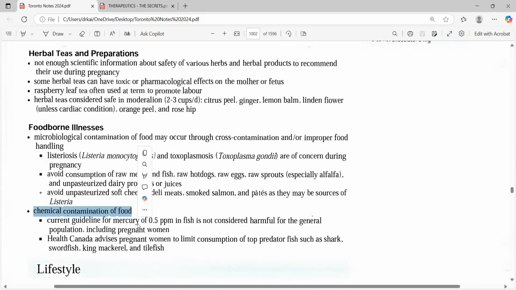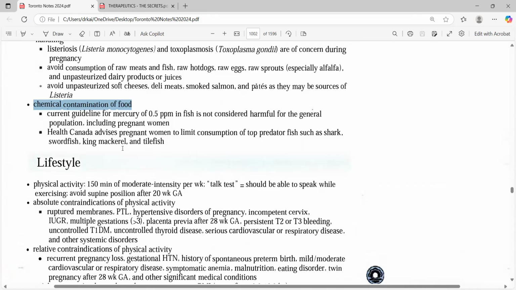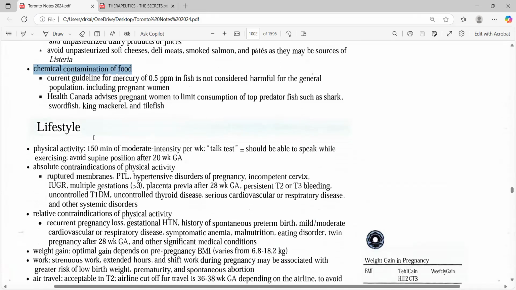So if they are talking about any specific area, because she's living on an island or somewhere and now coming for a checkup, in that case you have to talk about the fish contamination with mercury. Then lifestyle, always talk about not to get bedridden.